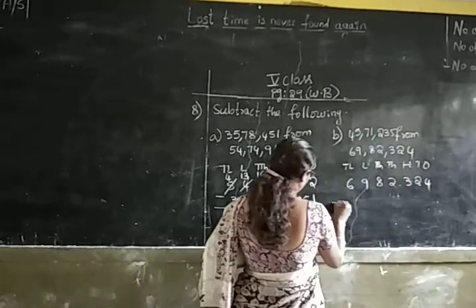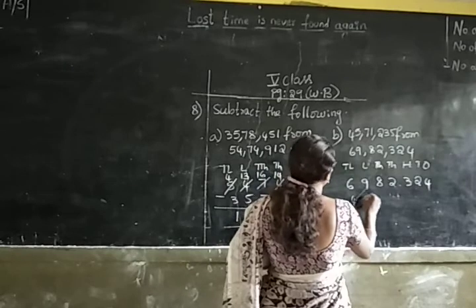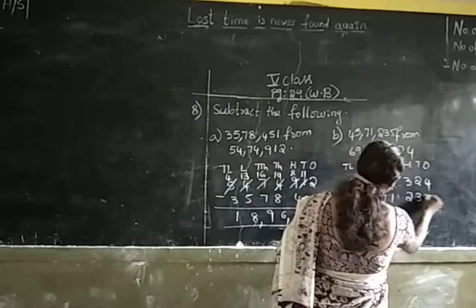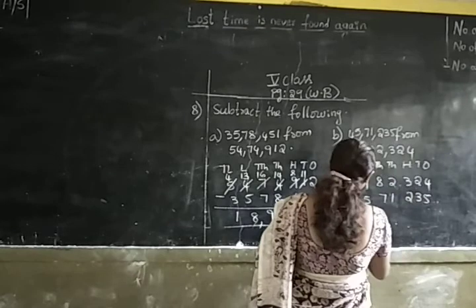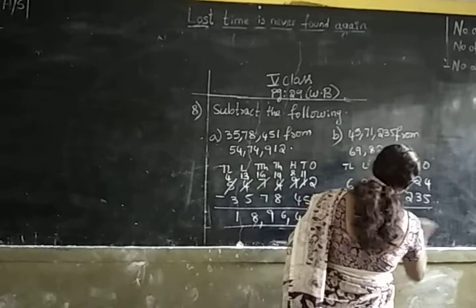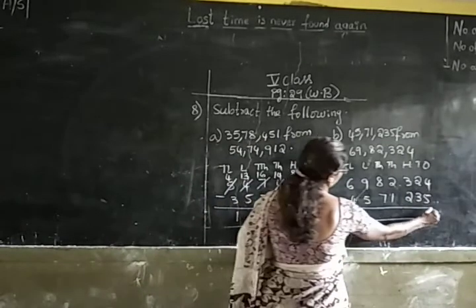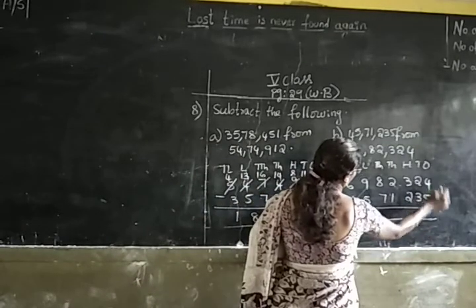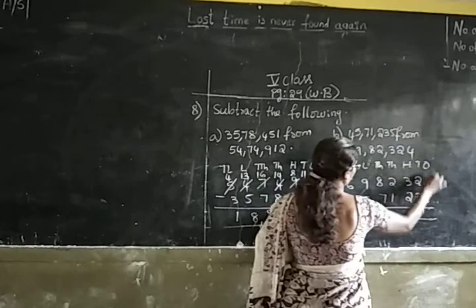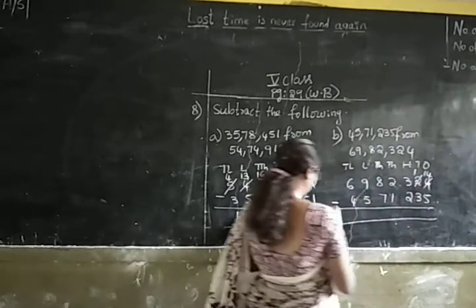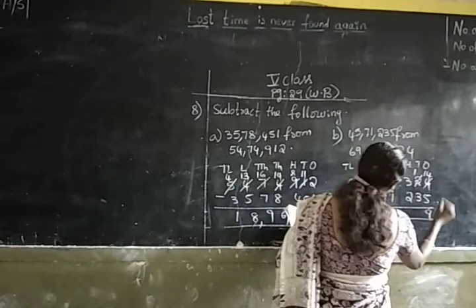69,82,324. The symbol of subtraction is minus 45,71,235. Okay. You always have to start the subtraction from one's place. 4 minus 5, you can't subtract 5 from 4. So 4 has to borrow. It will become 14 and 2 will become 1. 14 minus 5 is 9.